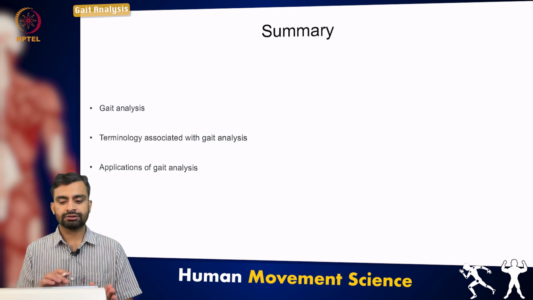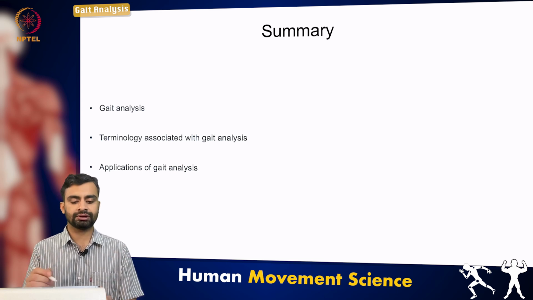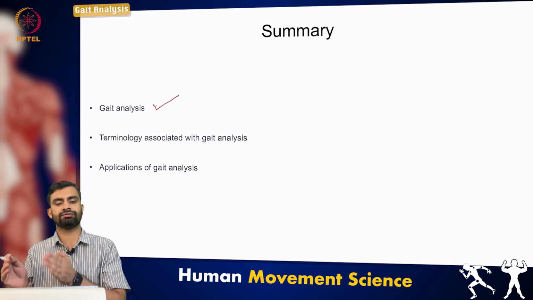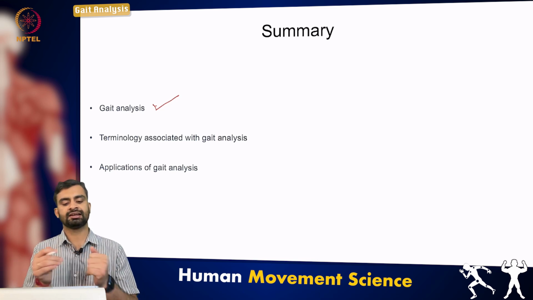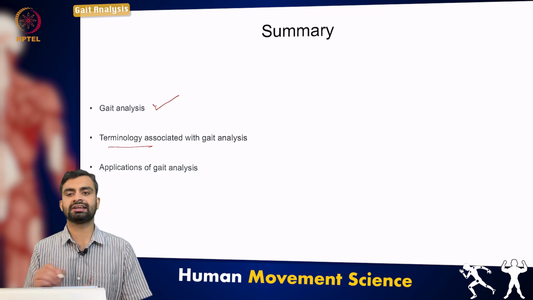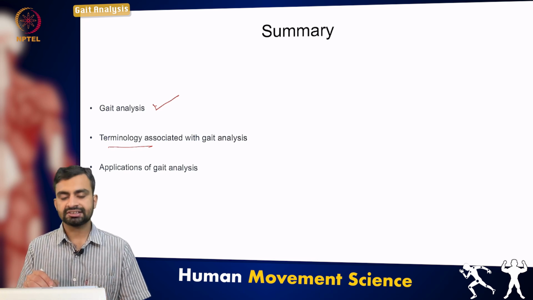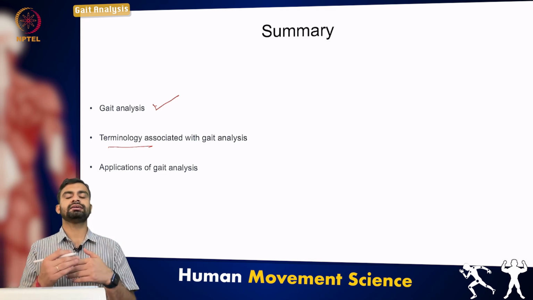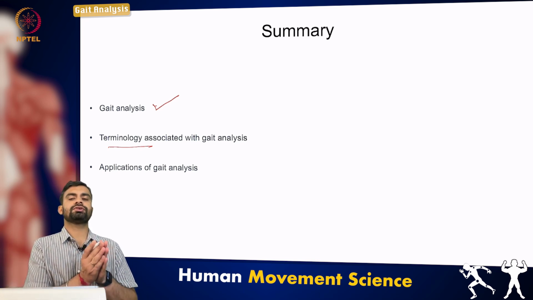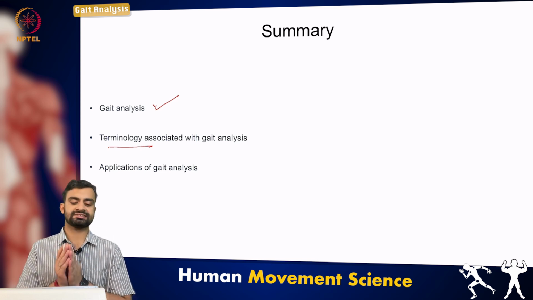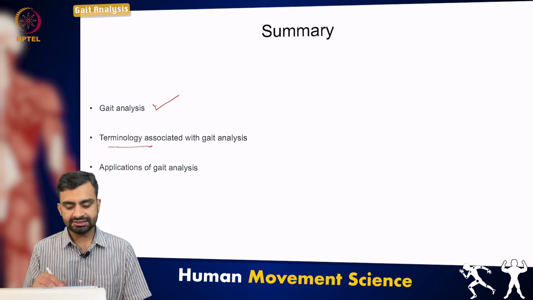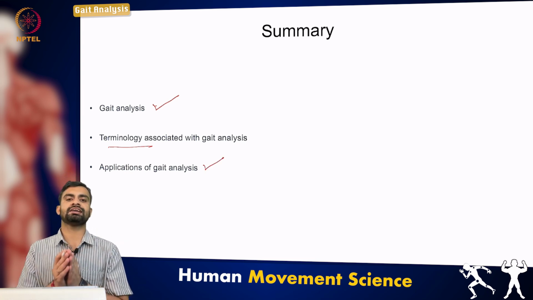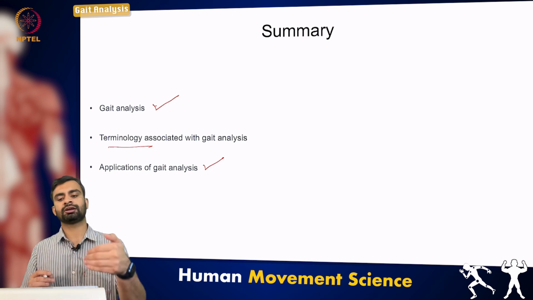With this, I would like to summarize. In this section, we looked at gait analysis, specifically its definition and the various parameters involved. We also looked at the terminology associated with gait analysis, for example, stance and swing phases, the temporal parameters, stride, step, and then the subdivision of gait analysis into 8 different phases, followed by the applications of gait analysis in various fields from a clinical perspective as well as from sports and equipment design also.